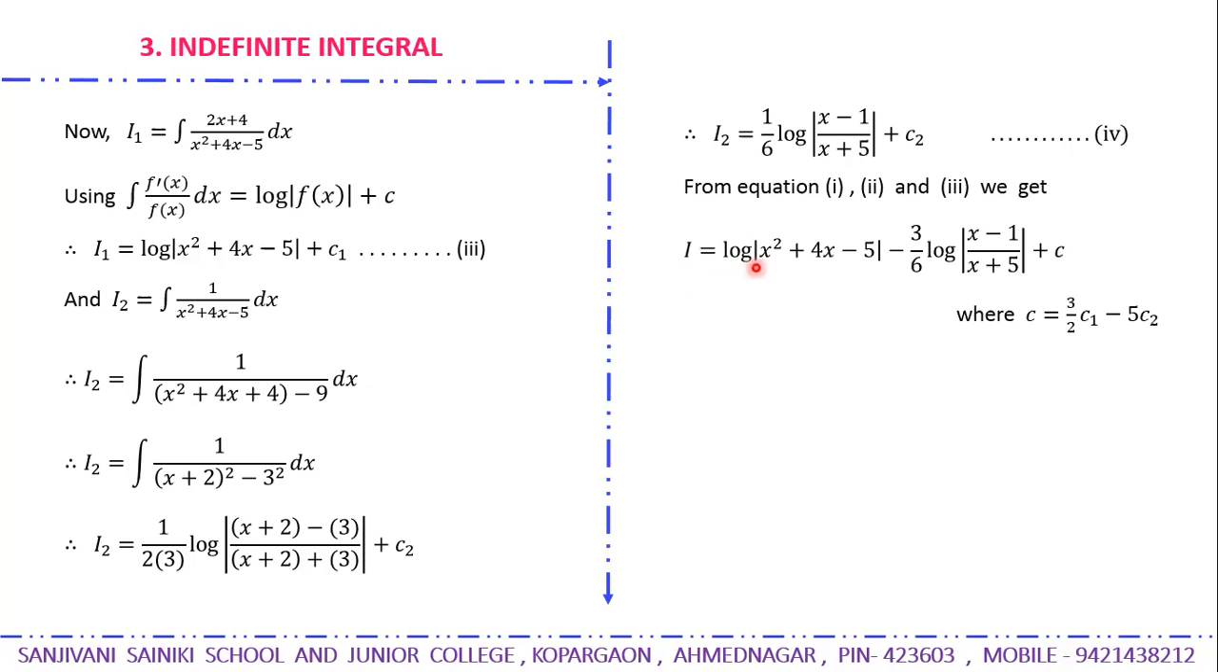You get log of modulus of (x² + 4x minus 5) minus 3 by 6 log of modulus of (x minus 1) upon (x plus 5) plus c, where here the c is c1 minus 3c2. So log of modulus of (x² + 4x minus 5) minus 1 upon 2 log of modulus of (x minus 1) upon (x plus 5) plus c is the integration.